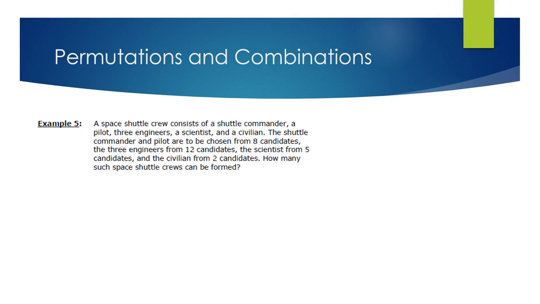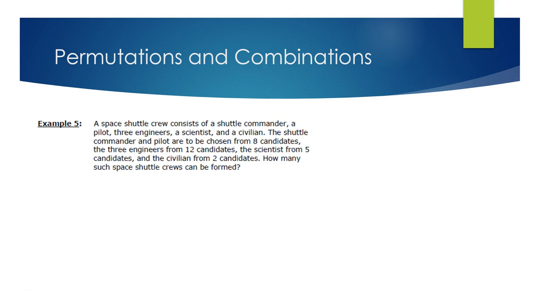And the last example: a space shuttle crew consists of a shuttle commander, a pilot, 3 engineers, a scientist, and a civilian. The shuttle commander and pilot are to be chosen from 8 candidates, the 3 engineers from 12 candidates, the scientist from 5 candidates, and the civilian from 2 candidates. So basically, there's 8 people. Usually the commander and the pilot have to know how to fly the shuttle, so they're all going to be pilots, and those are 8 candidates. One will be called the commander, one will be a pilot. So there's going to be 2 picked from that group.